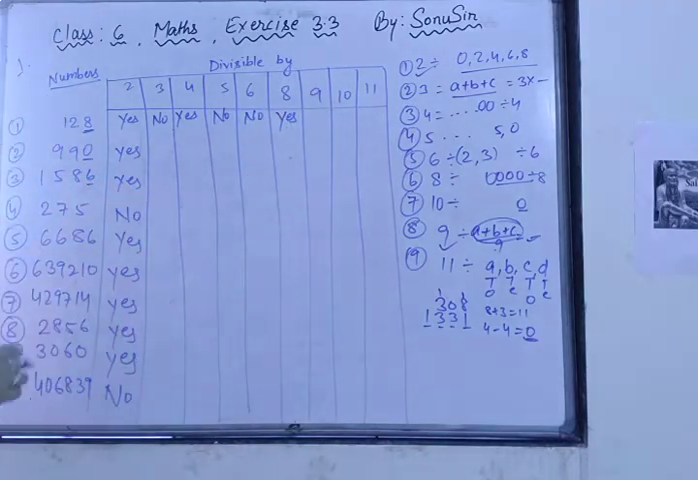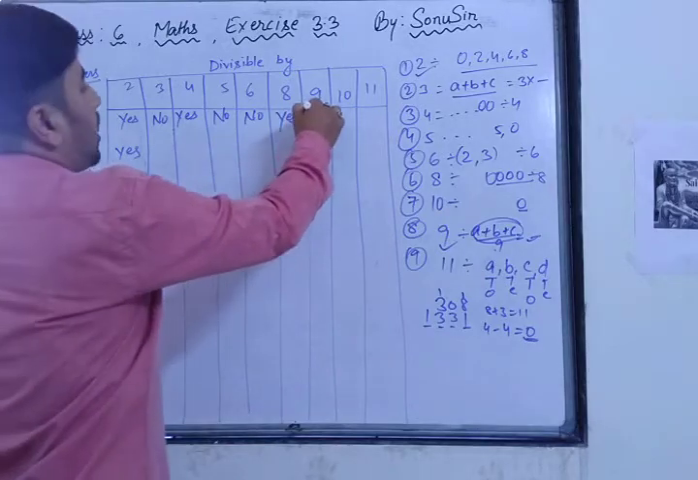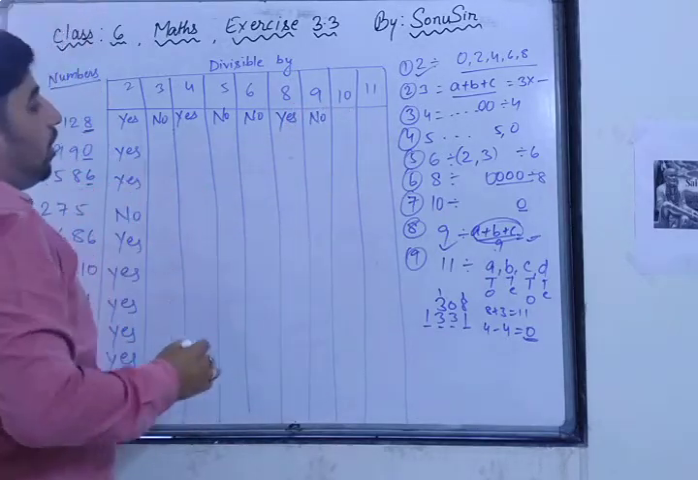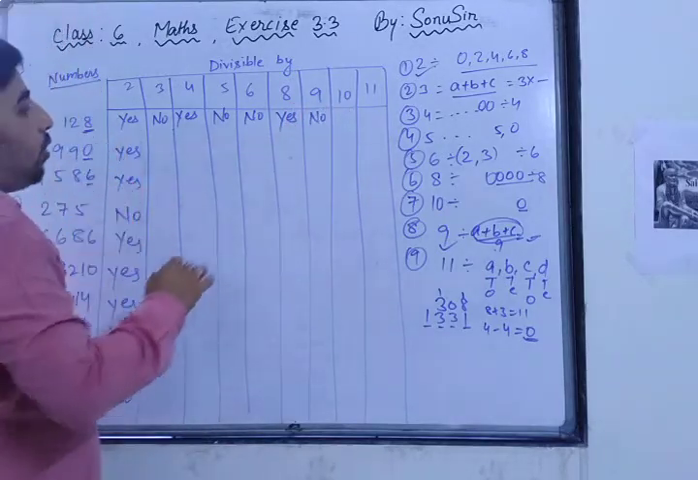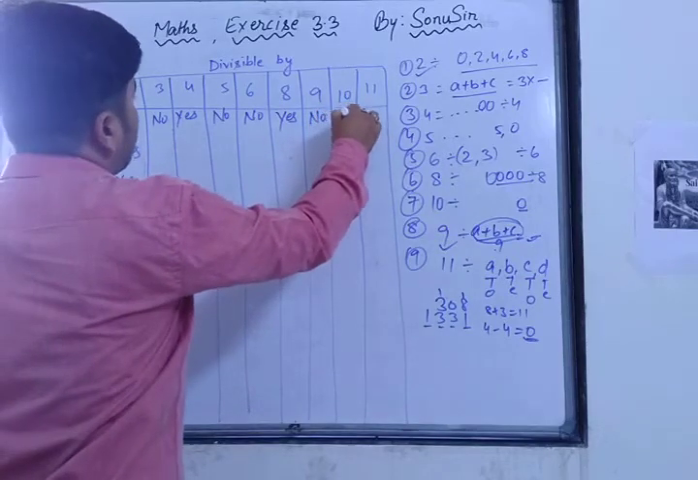What about the 9? We have to do the sum, and if it is divisible by 9, then it must be... 8 plus 2 plus 1 is 11. 11 is not divisible by 9, so this is not divisible by 9. On the ones place it is not having 0, so it is not divisible by 10 also.